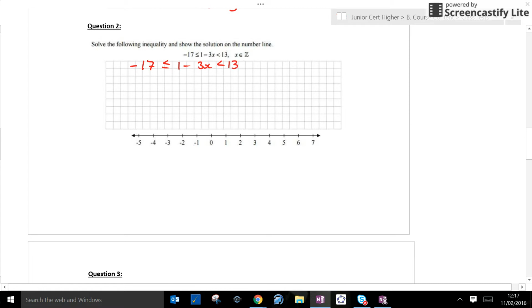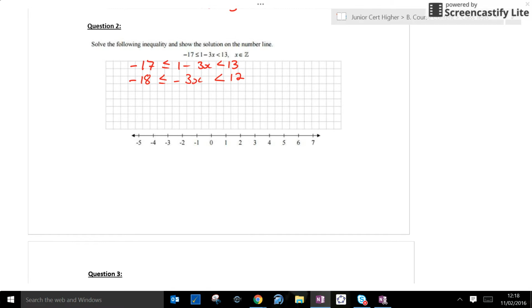If we look at the middle here, we have 1 minus 3x. So I want to get rid of this positive 1 by subtracting 1. If I subtract 1 from the middle, I need to subtract 1 from each side, every term here. So we've got minus 17 subtract 1 is minus 18, less than or equal to minus 3x, less than 13 minus 1 is 12.